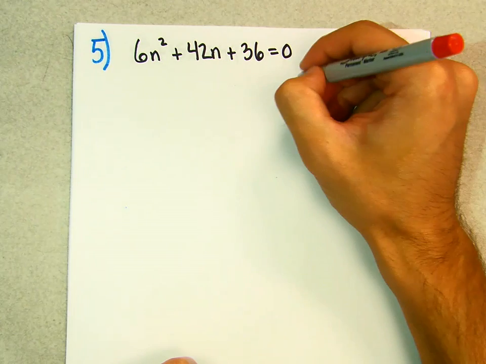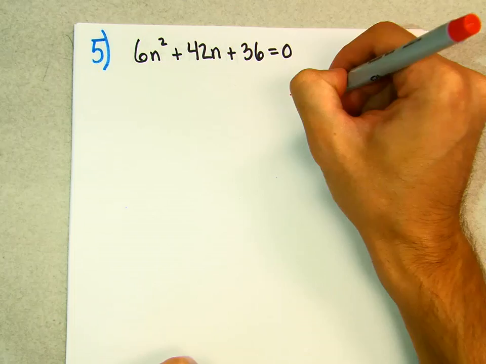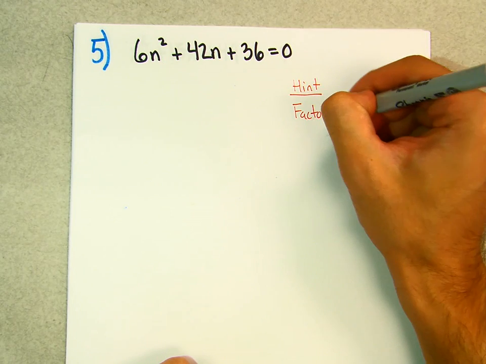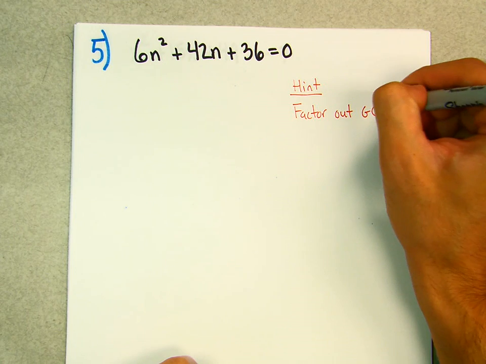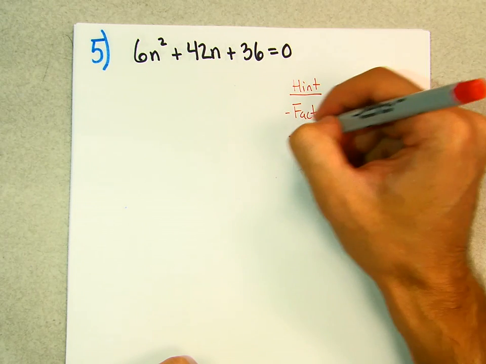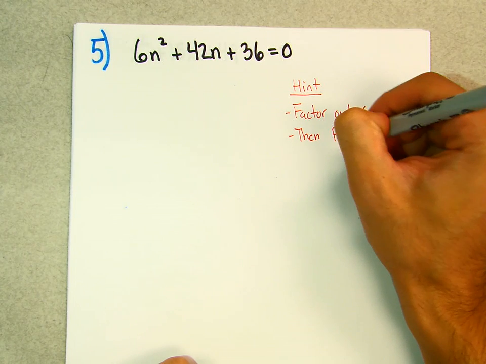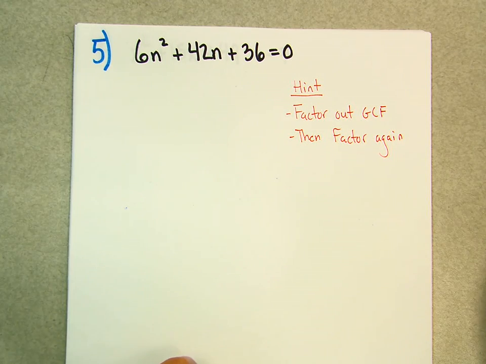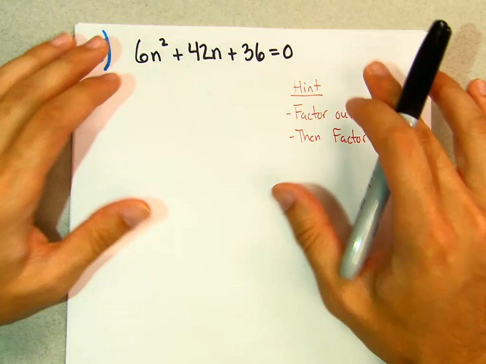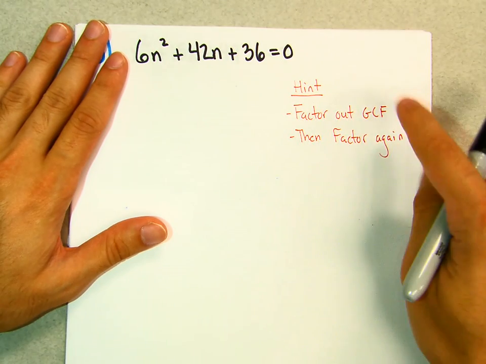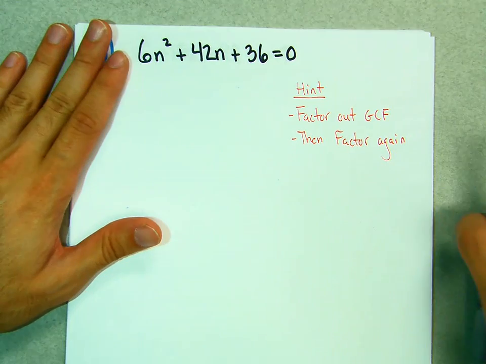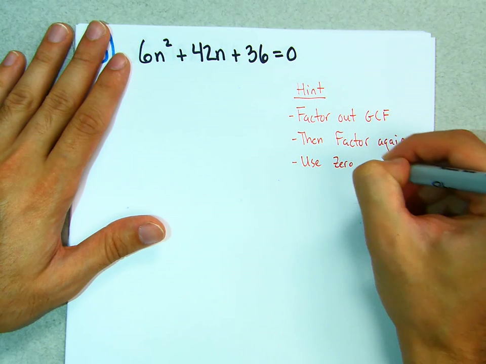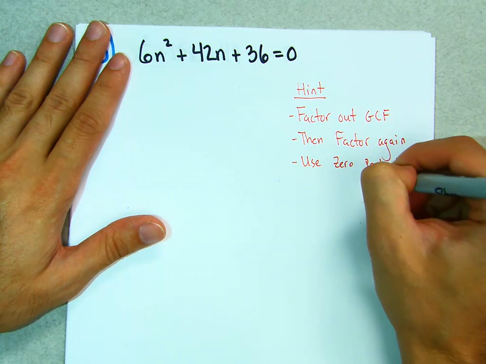By yourself, and hint, try and solve this. Hint: factor out the GCF, then factor again. This is my hint for you. Pause the video and try to do this by yourself. Factor out the GCF and then factor again. And then what's the last move? Use the zero product property.